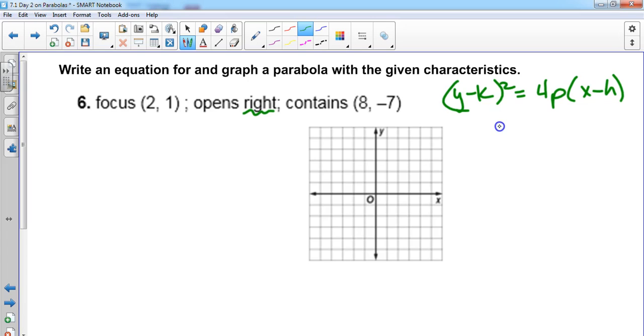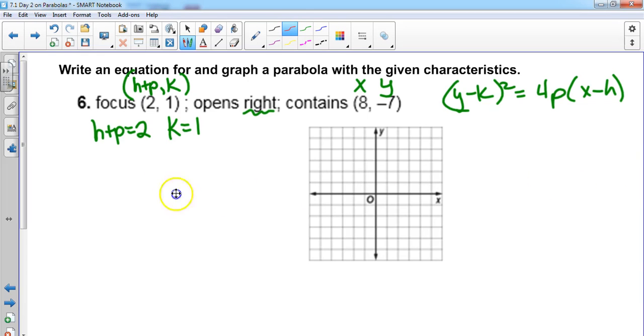Okay. What else does it tell you when it opens right for the focus? What does it say for focus? (h plus p, k) when it opens right? Okay. So we know k is 1, and we know h plus p is 2. Now it seems like that's not helpful, but we're going to have to deal with it. 8 and negative 7 are going to be what values? X and y values. Nice job. We're going to plug all that fun in.